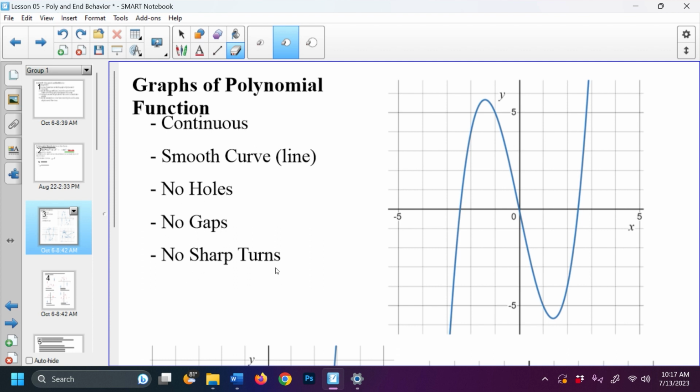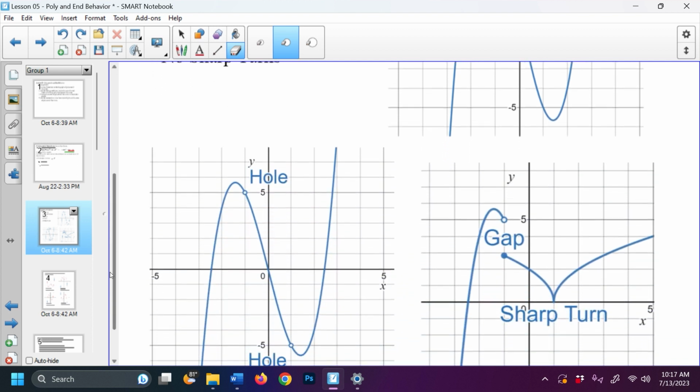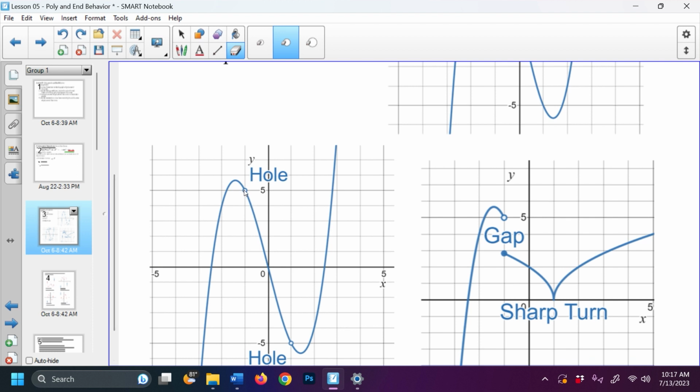Now, those are some terms that are not well defined, but if you take a look at what those things look like, as a for instance, if you have a hole, and as we get into calculus, you'll see holes happen more often, this is not going to be a polynomial. If you have a gap in your graph, then that's probably not a polynomial. Now, part of it may be, but the whole thing is not. If you have a sharp turn in your graph, you're probably not looking at a polynomial function.